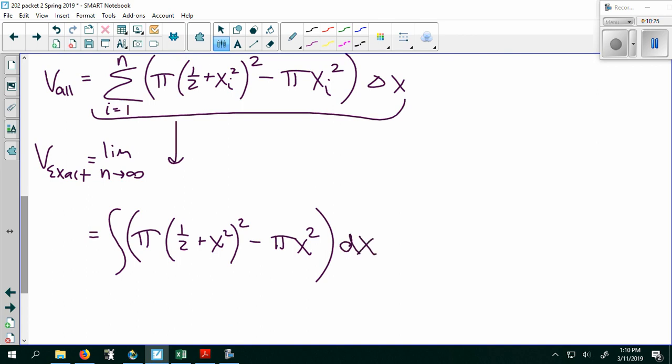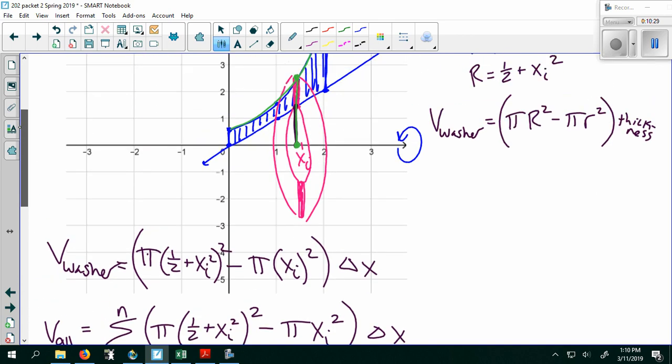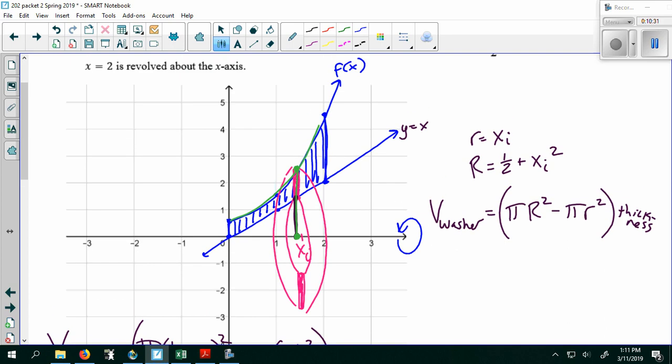dx. And then for the bounds of integration, I go back up to my picture and I look at where I am stacking these washers. I am stacking them starting at x equals 0, and I have all these representative rectangles that are going to get rotated about the x-axis and sweep out washers that I'm going to stack from 0 to 2. So I'm going to integrate from 0 to 2.